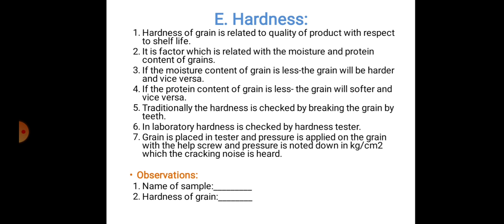Traditionally, the hardness is checked by breaking the grain by teeth. In the laboratory, hardness is checked by a hardness tester. The grain is placed in the tester and pressure is applied on the grain with the help of a screw, and the pressure is noted down in kg per centimeter when the cracking noise is heard. Observations: name of the sample, hardness of the grain.